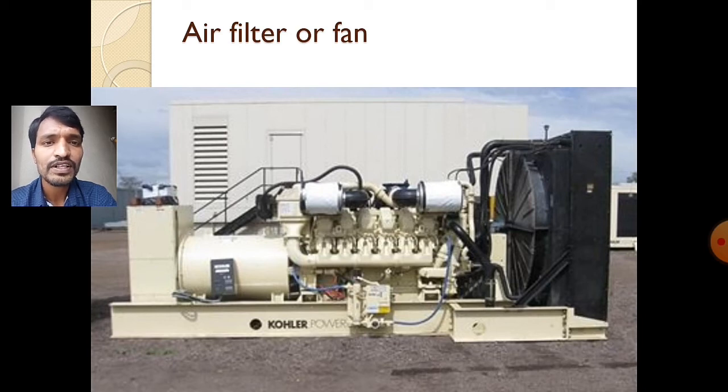Air filters are used to filter the dust particles from the air. If dust particles remain in the air while it enters the bearing, friction will develop, so more power is required to overcome this friction. To reduce this friction loss, we use air filters to supply filtered air, and fans are used to cool the entire generator.